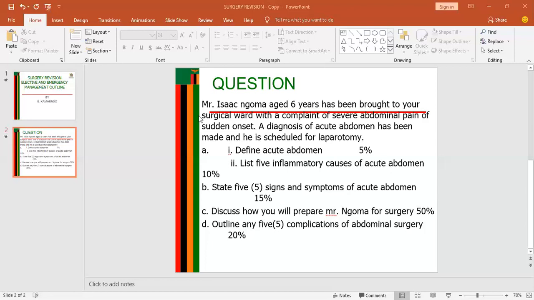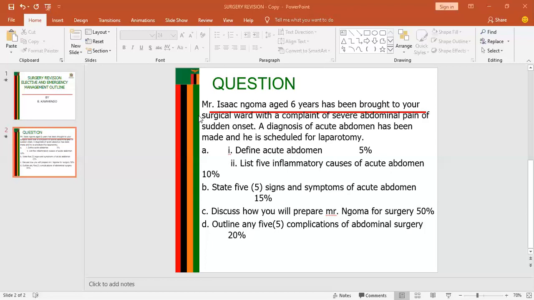Then from there, your next heading is going to be pain relief. So on pain relief, you are going to say, I will administer pethidine, either 1 milligram per kg body weight or 50 to 100 milligrams to block pain sensation, therefore preventing neurogenic shock from severe pain. Then after pain management, you go to observation as usual.